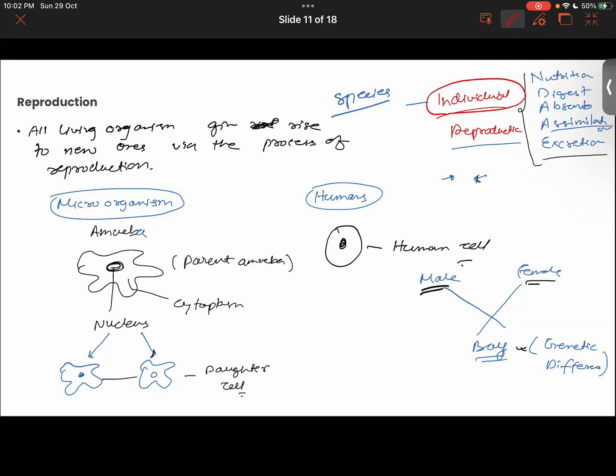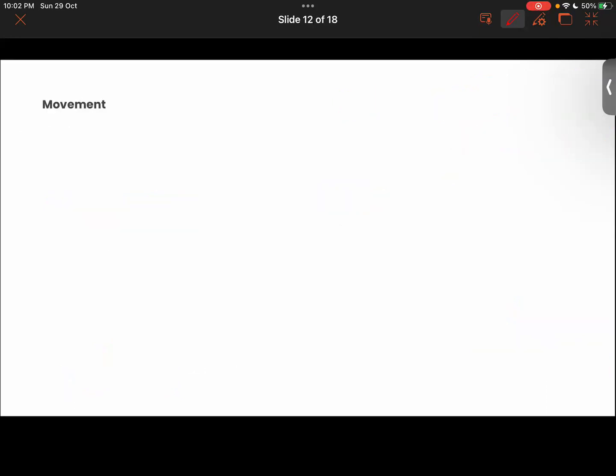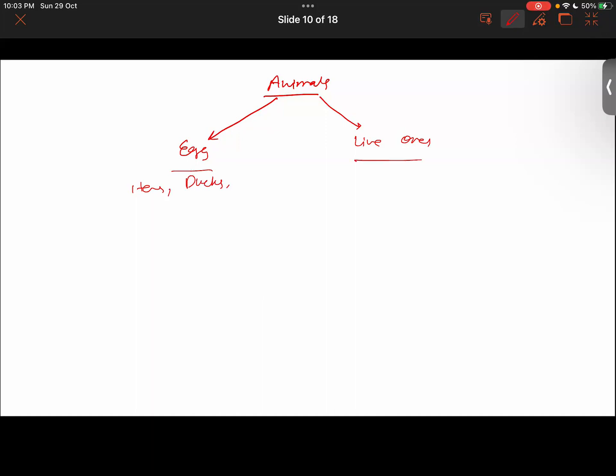And if you were to look at some animals, in the case of animals, you will also get to see that some animals produce eggs, while some of them do not. Some of them will give birth to live ones. Take the example of hens and ducks. They all give eggs. While you have examples of different mammals like dogs, cats, cows, they all give birth to live ones. Hope that is clear.